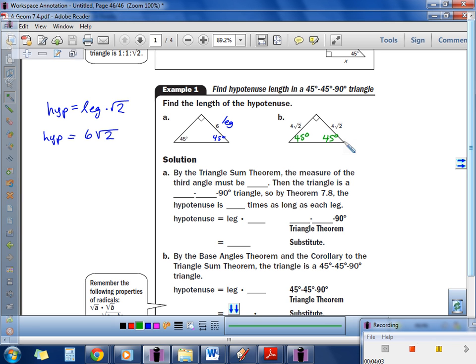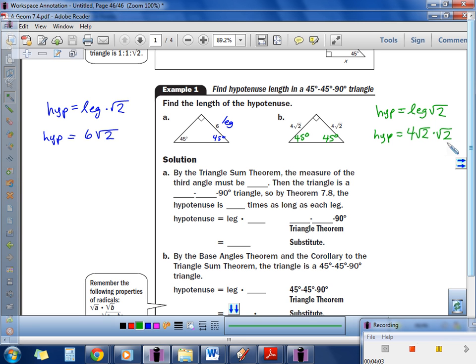Our theorem, once again, our formula says hypotenuse equals leg times the square root of 2. We know that our leg this time is different. It is 4 times the square root of 2. But then we have another square root of 2 in our formula. So now we got to do a little bit of algebra.